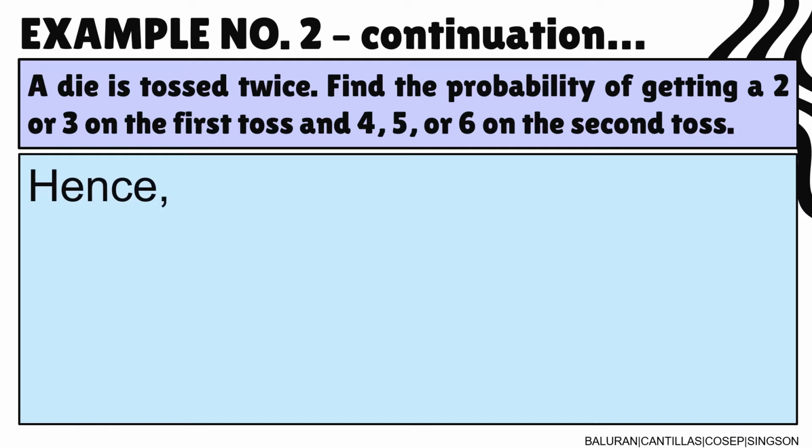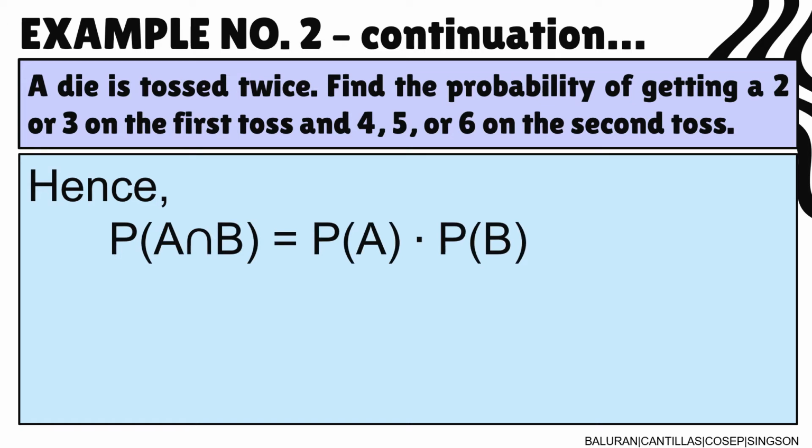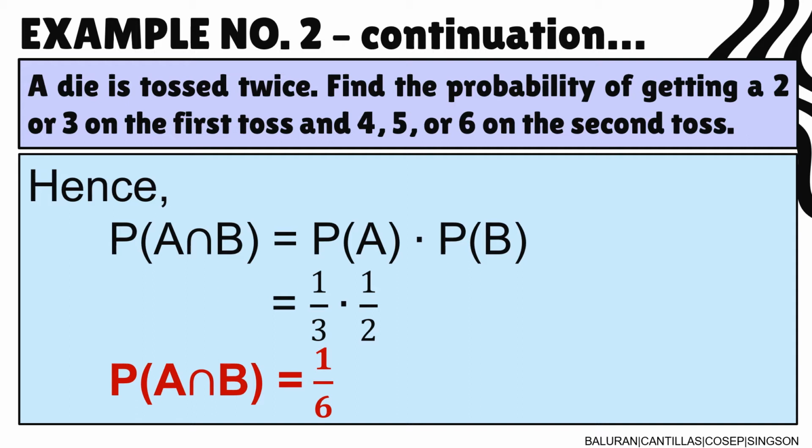Hence, to compute the probability of event A and event B, we have to use this formula. The probability of the intersection of A and B is equal to the probability of A times the probability of B. Then substitute the values of each probability. In the previous slide, we've learned that P of A, or the probability of event A, is equal to 1/3 and the probability of event B is equal to 1/2. Then multiply the two probabilities. Therefore, the probability of the intersection of event A and event B is equal to 1 over 6.